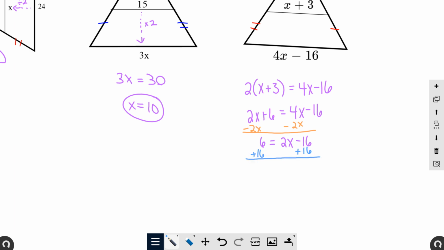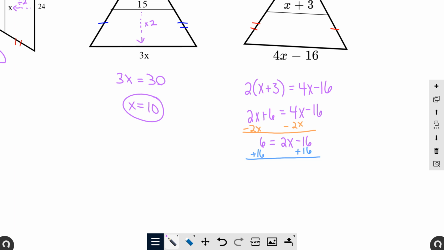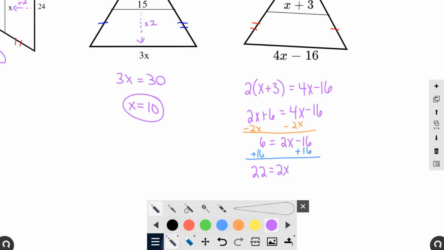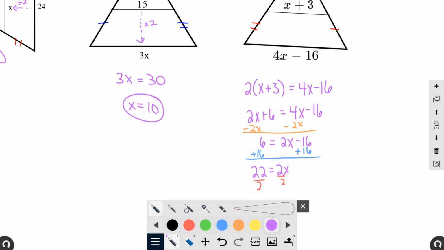And you don't have to show this extra work here, but if you want to, that's perfectly fine, like minus 2x and add 16. But you should show some logical steps to get from one to the other. So what is 6 plus 16? 22 equals 2x in the last step. Divide by 2, so x is 11.